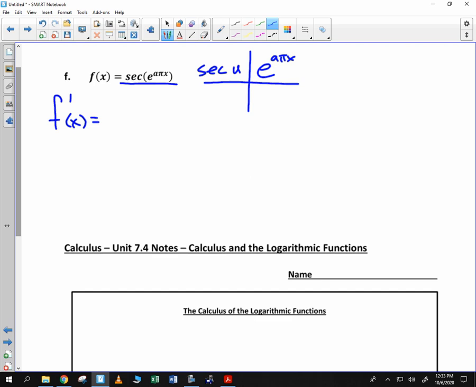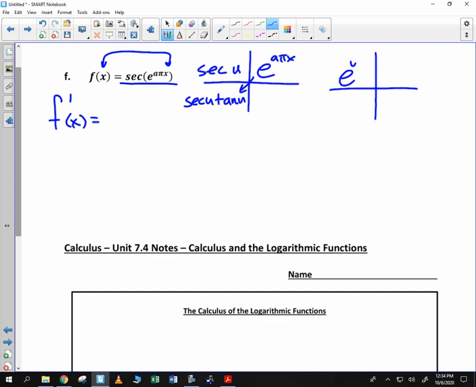Anytime you see a function set up, x is defined as the variable. So whenever you look at x, that's the variable. Any other variable in that situation is determined to just be a constant. So a and pi would just be some constants. Derivative secant of u is secant of u tangent of u. Hopefully you remember that.